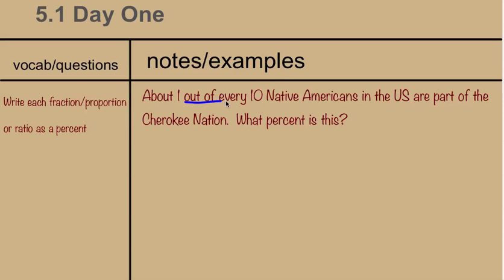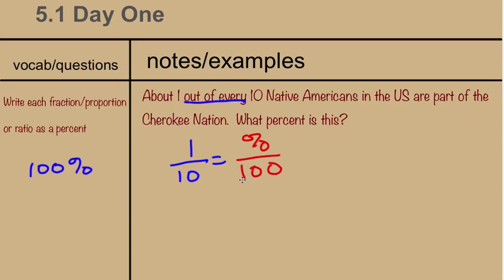About 1 out of every, here it is again. About 1 out of every 10 Native Americans in the United States are part of a Cherokee Nation. What percent is this? 1 out of 10. All right, suddenly we have a problem. It doesn't equal 100. We know the best percent that we want to attain is a 100. So I want to know, what percent over 100 is this?